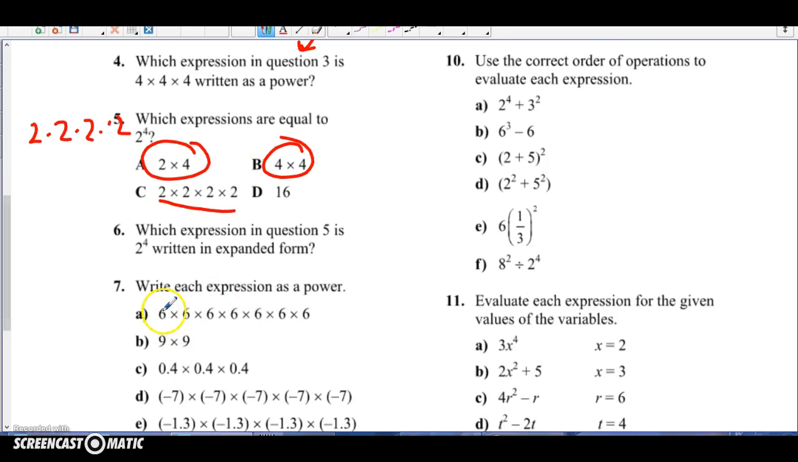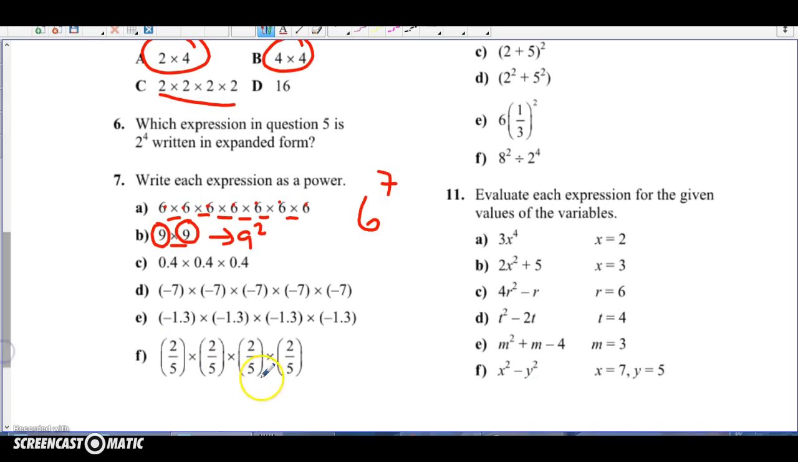So your base here is this 1, 2, 3, 4, 5, 6, 7. So I have 6 as my base, and there are 7 of these. So 6 to the power of 7. Be careful. It's not the number of multiplication signs. It's the number of times you see the number. So here it's 1 multiplication sign, but that's 9 squared.